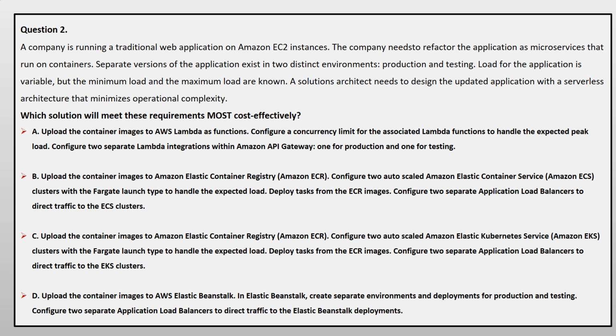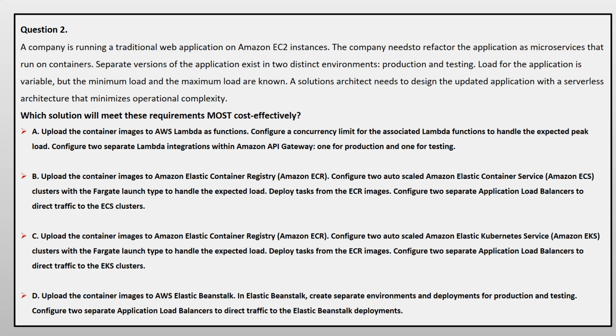A. Upload the container images to AWS Lambda as functions. Configure a concurrency limit for the associated Lambda functions to handle the expected peak load. Configure two separate Lambda integrations within Amazon API Gateway, one for production and one for testing.